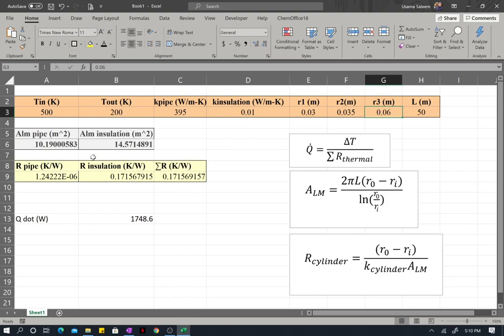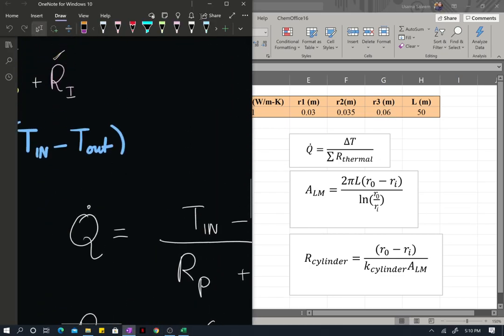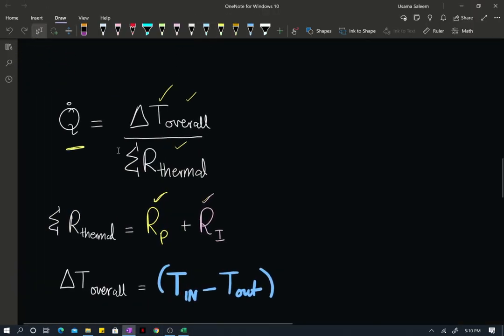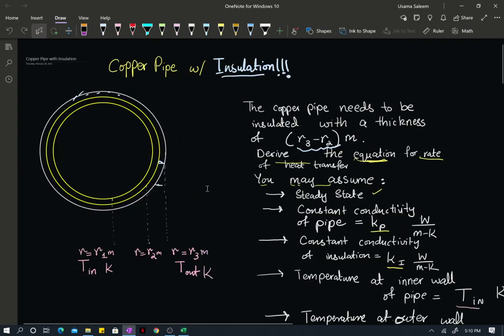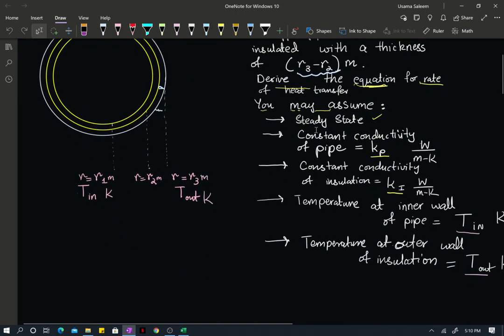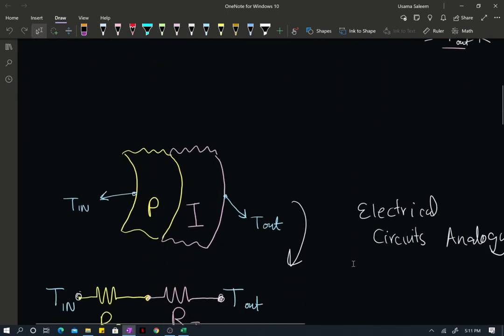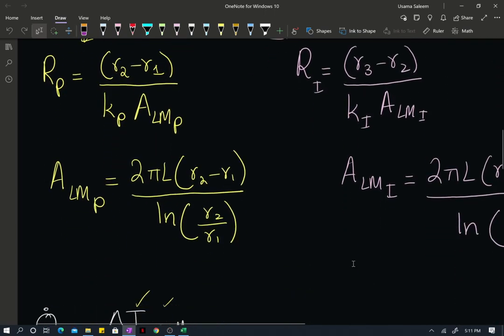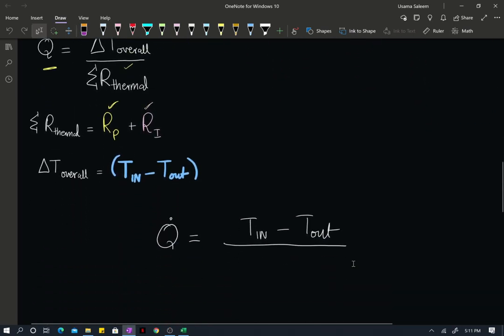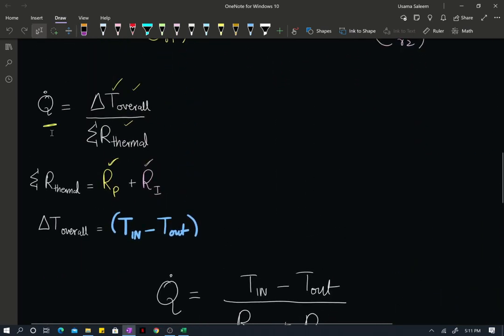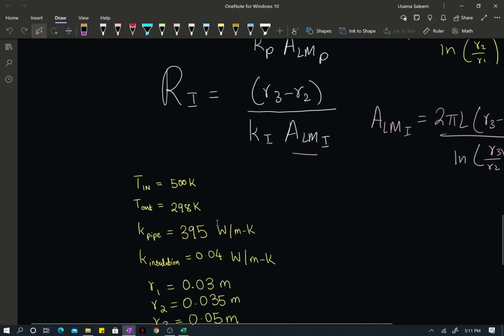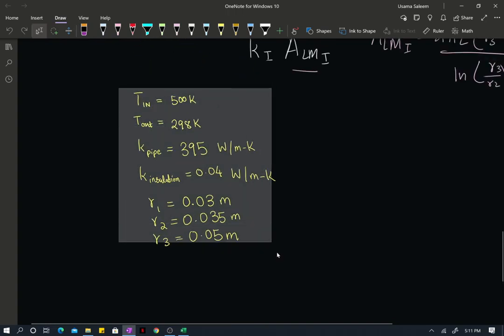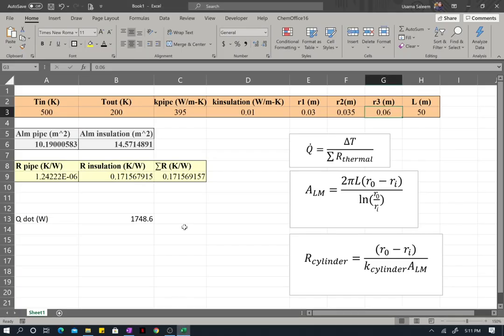Just to give you a summary, we did our analysis by deriving our equations, where our assumptions still hold: steady state, constant conductivities, and fixed temperatures at the boundary conditions. This was our thermal resistance network. Everything looks good, and we have the overall rate of heat transfer in terms of the overall temperature difference and the net thermal resistance. For these values, we did the computation in Excel.